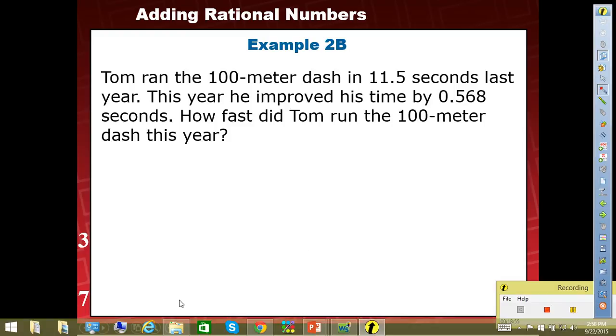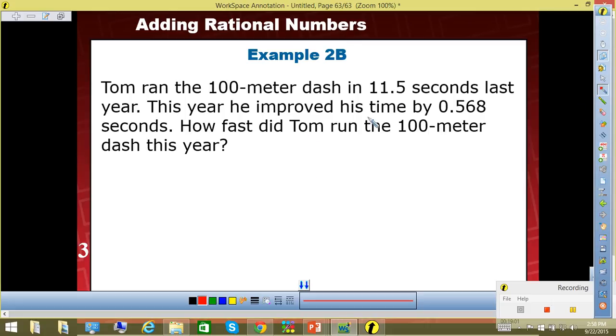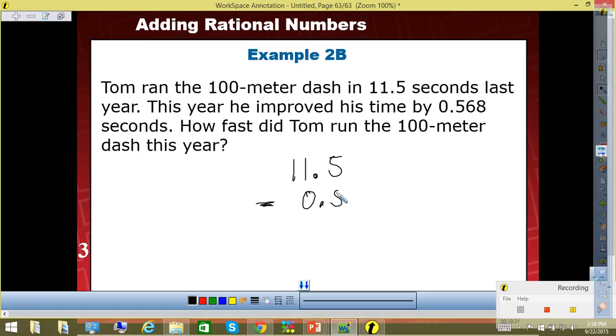So let's see. What was the original time? 11.5. So we write 11.5. So if he improved to his following year, what does that mean? Did he run faster? Yes. Which means more time or less time? Less time. What does the word less mean? Subtract 0.568. Less time, right? So we're going to subtract that.